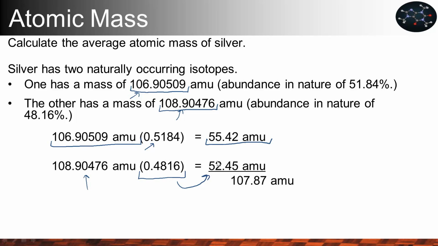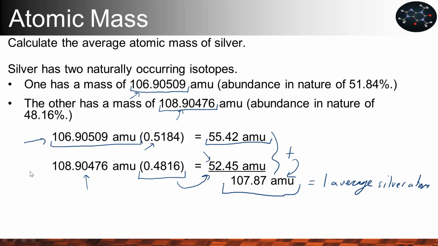And this gives us a mass of 52.45. We add the two of those together to get the total average mass, and we get 107.87 AMUs. And this is the weight of one average silver atom. Now keep in mind, again, no silver atom will weigh 107.87. Some will weigh 106 point something, some will weigh 108, but the average weight of a silver atom, when you have a large group of them, is 107.87.